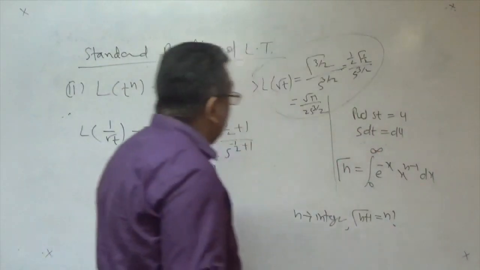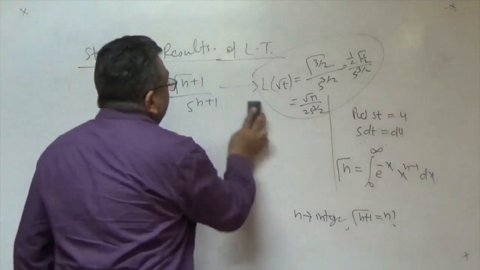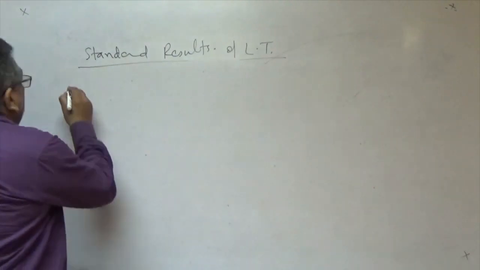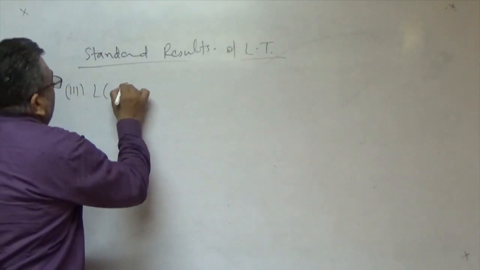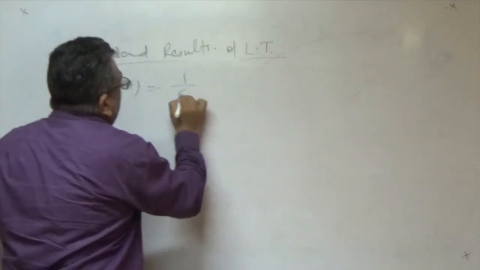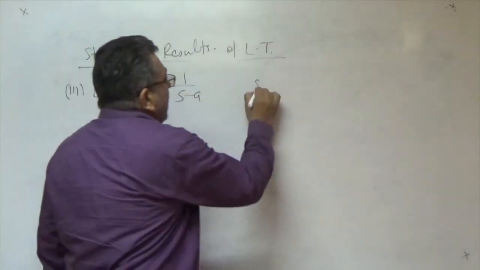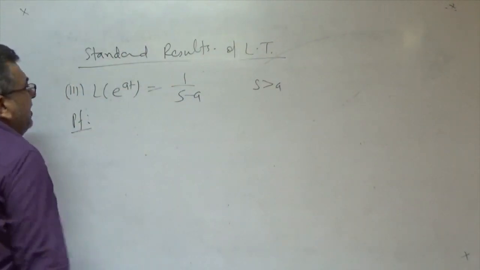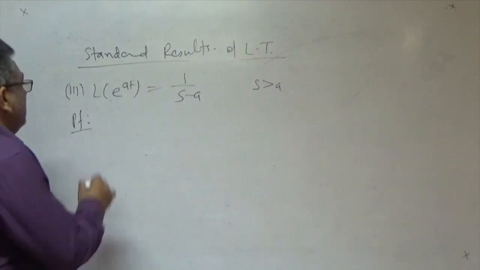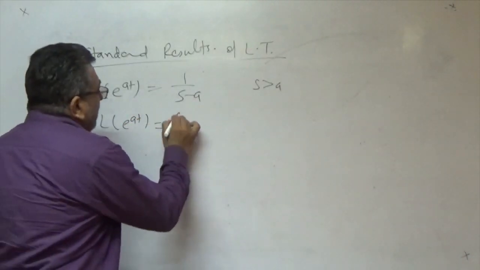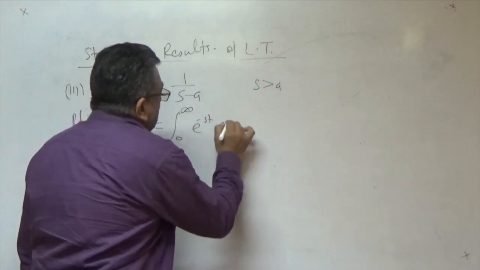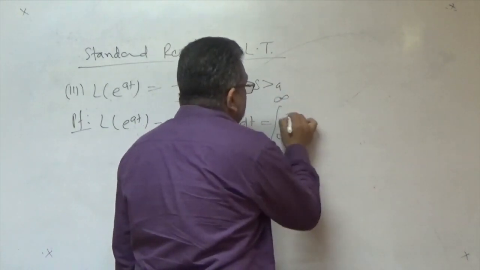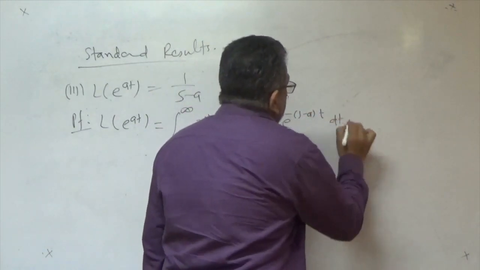Now, the third formula. The third formula is very simple. Laplace transform of e to power at is 1 upon s minus a, where naturally s is greater than a. It can also be very simply verified by the first principle: integral 0 to infinity e to power minus st times e to power at dt. You know that powers will be added, take the minus sign as common, then it becomes e to power minus (s minus a)t dt.